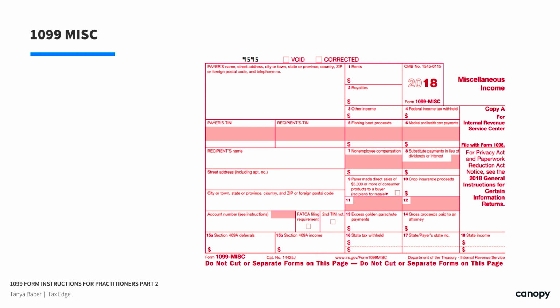Box 8 is substitute payments in lieu of dividends or interest. So it's a long description. It's basically payments of at least $10 received by a broker for a customer in lieu of dividends or tax-exempt interest as a result of a loan on customer securities.